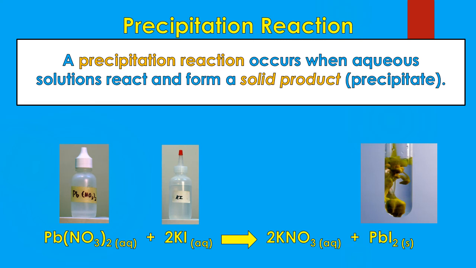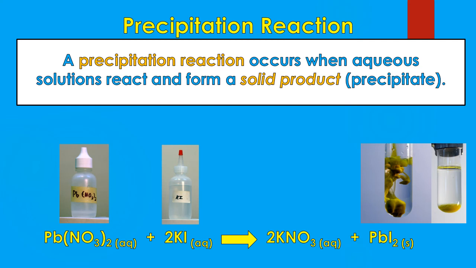So this yellow substance you're seeing here is our yellow solid. Now it may not look like a solid initially, but when you let it settle, you can see the yellow substance settling at the bottom, and this is our solid. This is our precipitate. So that's why we call it a precipitation reaction.